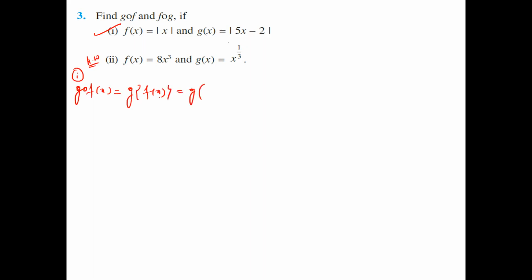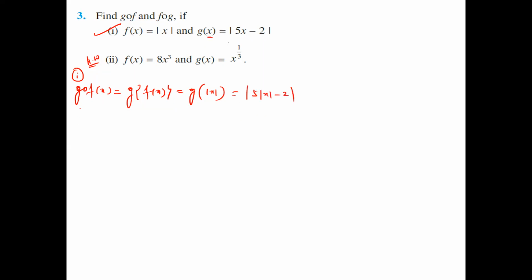Now G of, what is the F of X value? Mod X. Okay. Now G of mod of X means this G value, I have to see this one. In place of X what? Mod X. Wherever X is, I have to substitute mod X. So mod of 5X minus 2. So this is the answer.